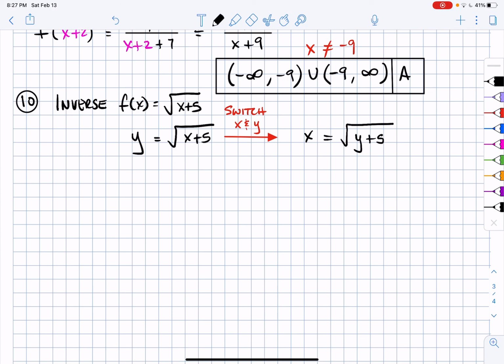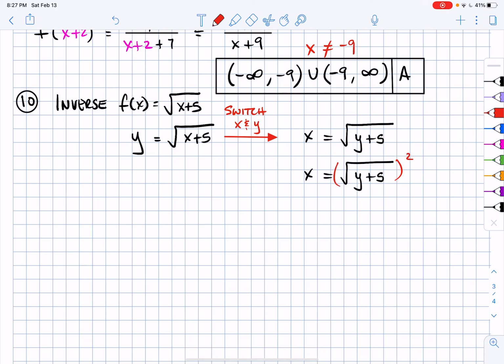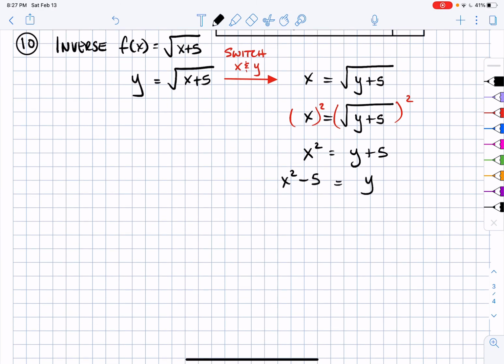In order to do that, I'll have to square both sides. So I'm going to take this, duplicate it so that you can see it. I square both sides. Now I have x squared is equal to y plus 5, and I subtract 5 from both sides. So I have y is equal to x squared minus 5. Which means that f inverse of x, the inverse of the function f of x, is equal to x squared minus 5, which is choice A.